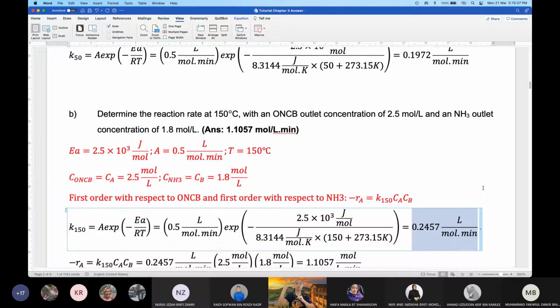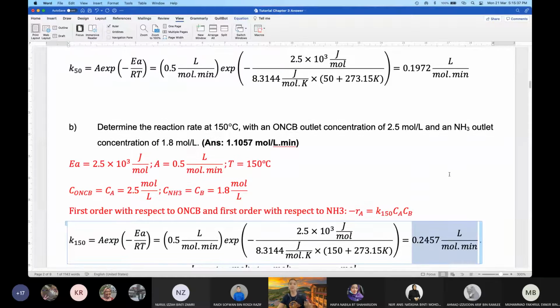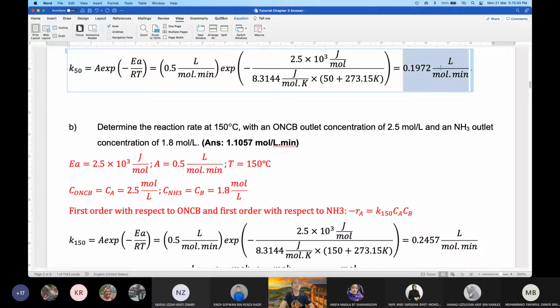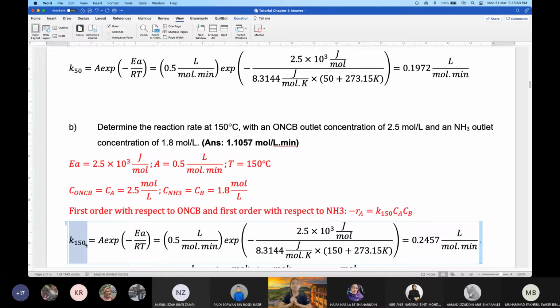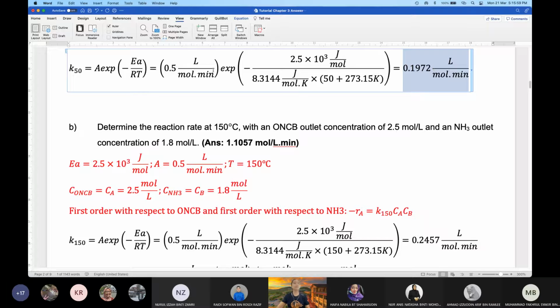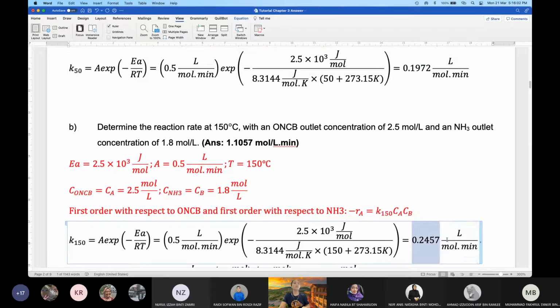The higher the temperature you increase, the higher the value of K will be. So for example in this case, before this in part A, you calculated the K at 50 Celsius. So K at 50 Celsius, you calculated 0.1972. So by right, theoretically, the value of K at 150 that you calculate must be bigger than 0.1972. So if you calculate K at a higher temperature, say at 150, and you get a value lesser than 0.1972, definitely you have calculated wrongly. Because with a higher temperature increase, K must go up.